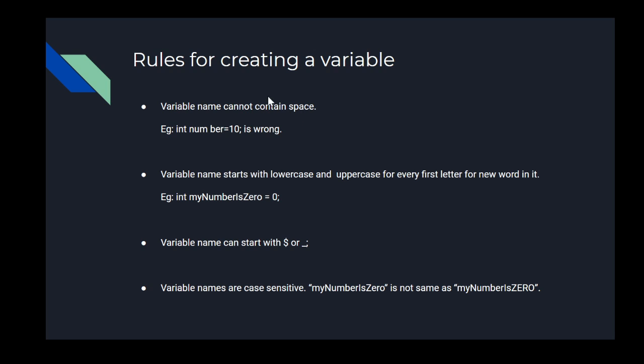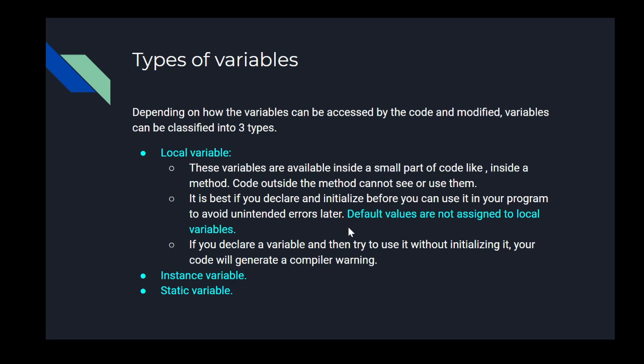Rules for creating a variable. Variable names cannot contain spaces. For example, int my number = 10, with a space, is wrong because the variable does not work. Variable names start with a lowercase letter and use an uppercase letter for the first letter of every new word in it. An example is myNumber = 0. Variable names can start with any letter, dollar symbols, or underscores. Variable names are case sensitive, so if there's a slight change in it, it'll be a different variable.